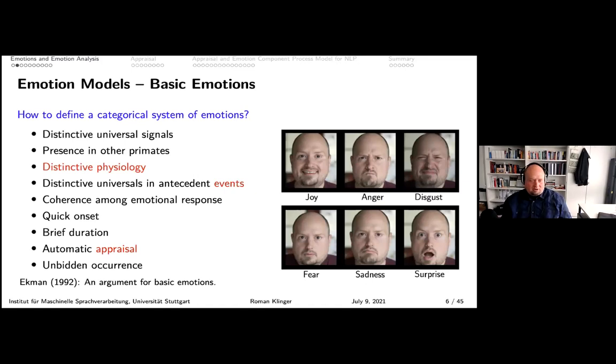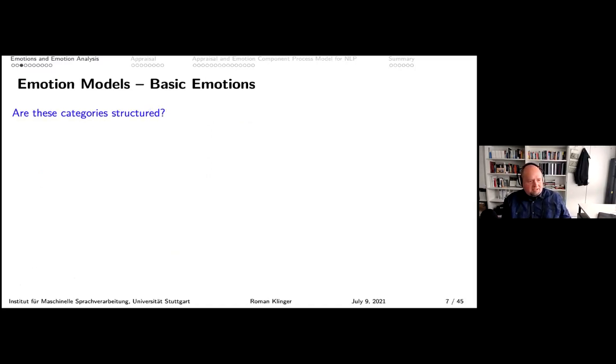Emotions are caused by or have antecedent events. And there's also an automatic appraisal. So you need to evaluate the event. You perhaps do not know about this evaluation, it might be unconscious, but there's a cognitive evaluation of an event and you make decisions about this. And this is what we would like to model. I'll come back to this later.